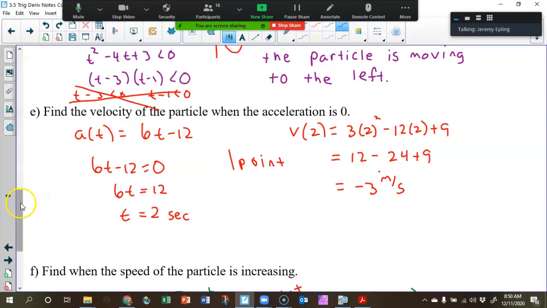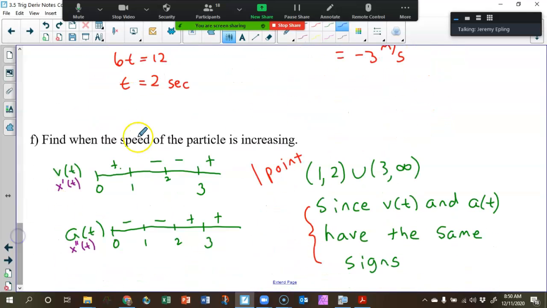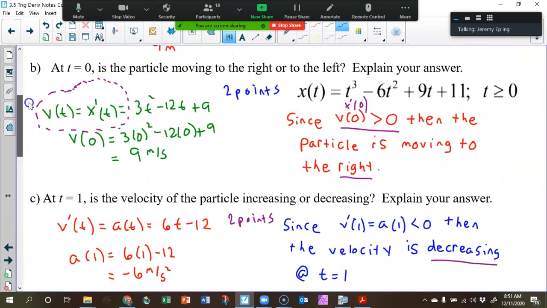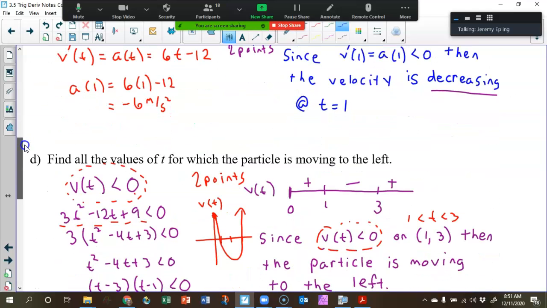And then in part F, we're finding when the speed of the particle is increasing. So you need to have a sign chart for your derivative of position, velocity, and your second derivative of position, acceleration. Now, you don't have to label it as both things, but you could label it as either one. Now, I redrew my velocity sign chart that I did up here in part B. In part D, you don't have to redraw it.